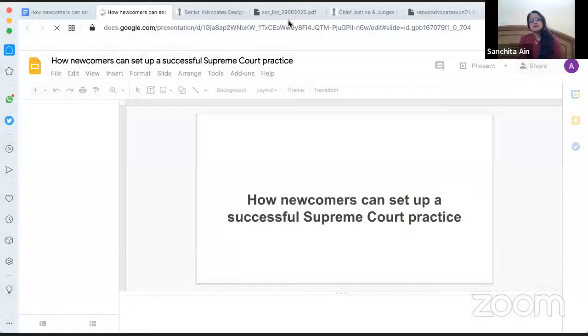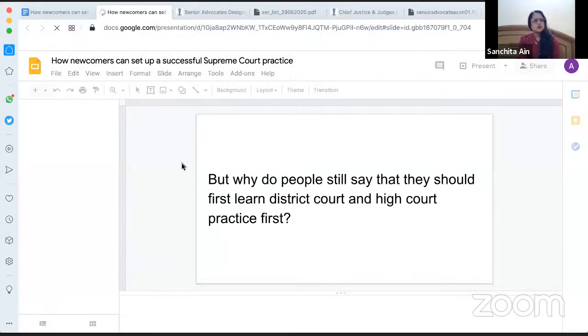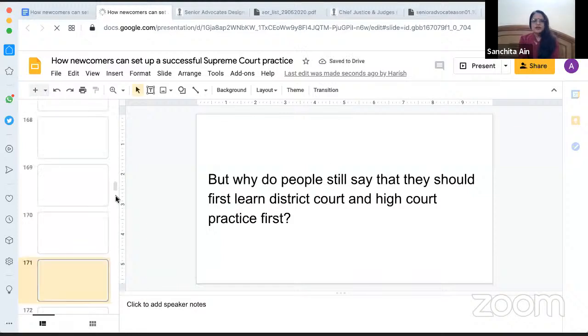So that's how you also learn how to do trial court matters. And let me give you an example of an arguing counsel who gets trial court matters, and she would give it to her junior because she has Supreme Court matters to handle. So that happens.